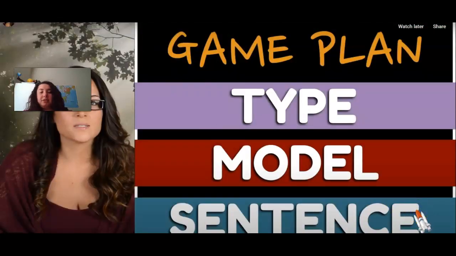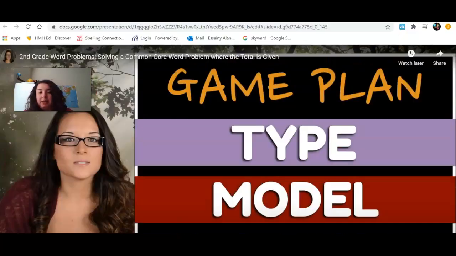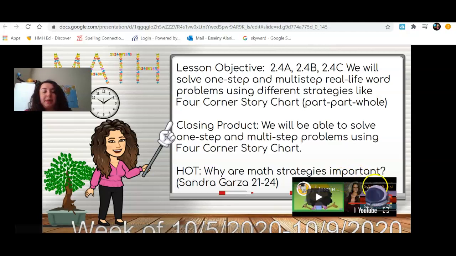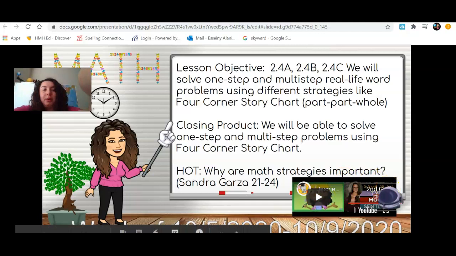And at the end, we write our sentence. Okay, we're going to practice with the problems that we have in our work, because our problems are a little bit different, but I just wanted you guys to see that there are more than one different type of word problems.